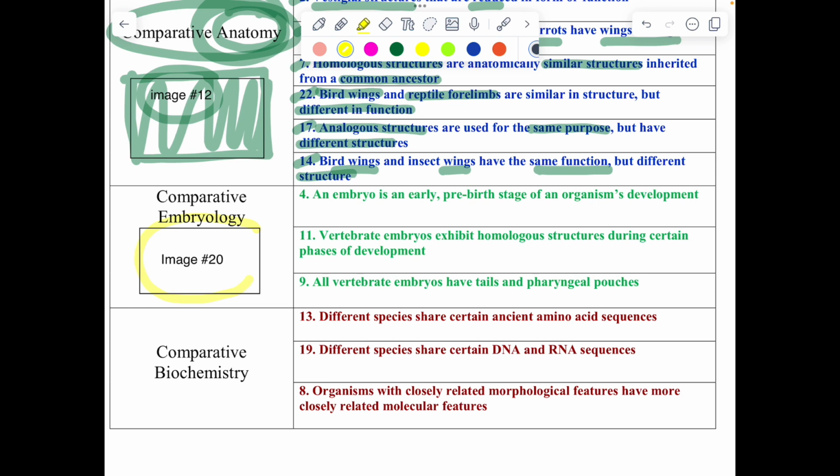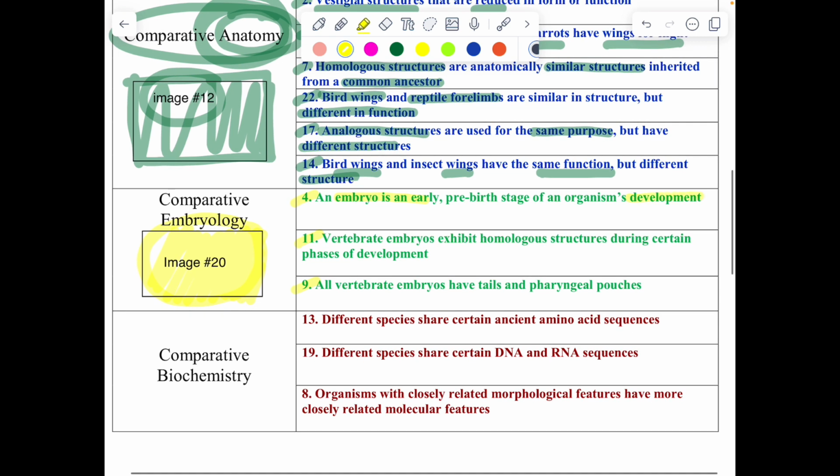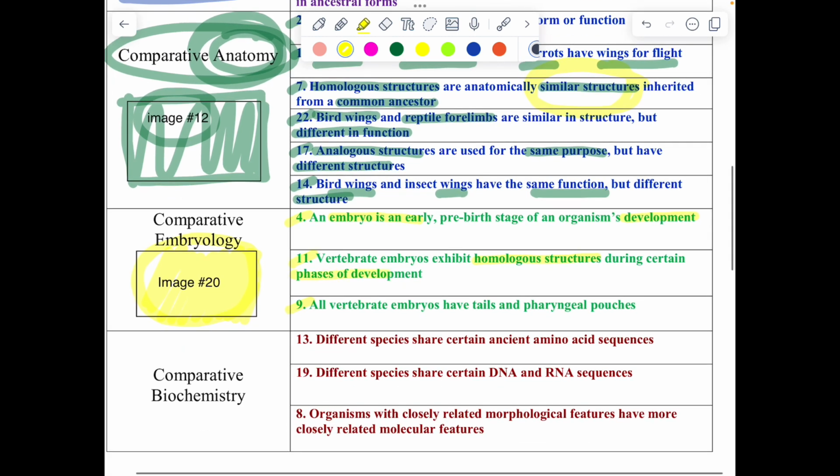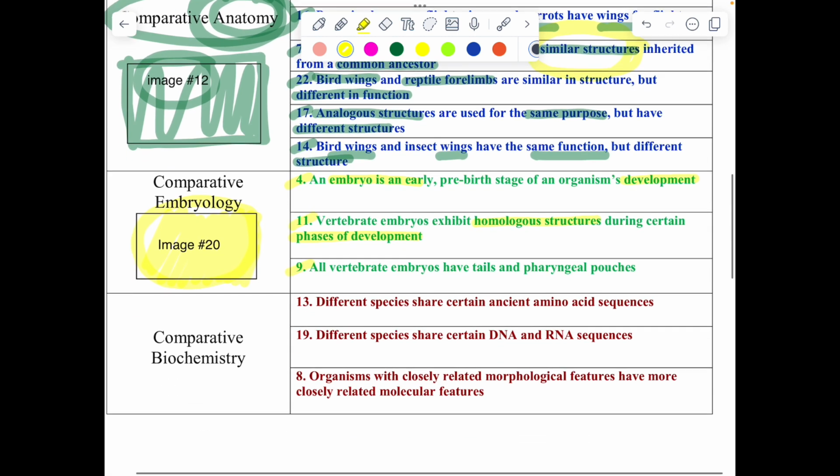Again, if you don't have a picture of the card from number 20 inserted, go ahead, take that picture and insert it here. You should have 3 cards, number 4, 11, and 9, that are comparative embryology. So we can look at the embryo and see its early development and compare that early development. And when we look at that early development, we can see homologous structures that develop. So remember up here, homologous structures that are very similar to one another. And we see them developing at the same phases of development in all organisms.